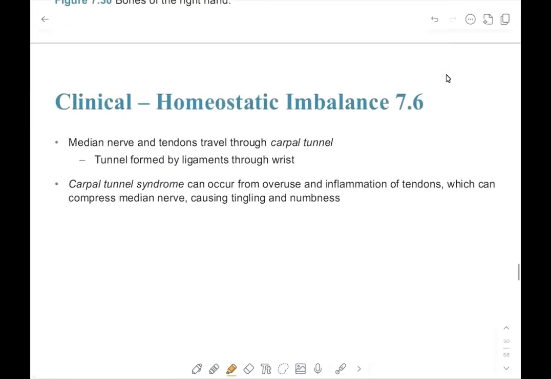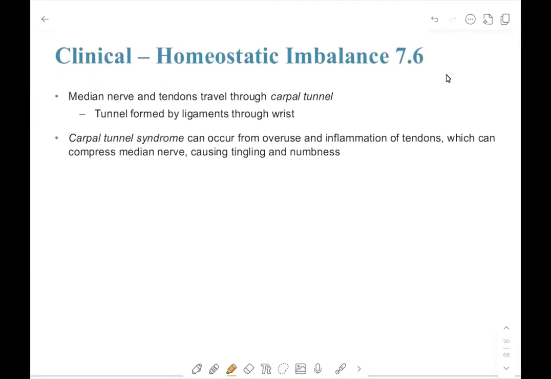The last part coming up is the lower limb, but before we get to that, we want to talk about a homeostatic imbalance that involves the carpal region. This is called carpal tunnel syndrome. I'm sure you know of somebody that has this, or you may even have it, but it happens because those carpals are so small and they tend to form a tunnel that's formed by ligaments through the wrist.